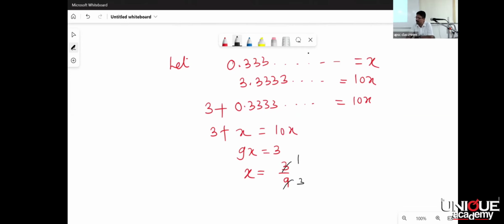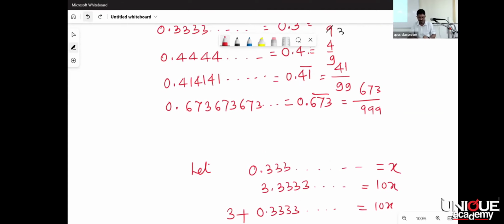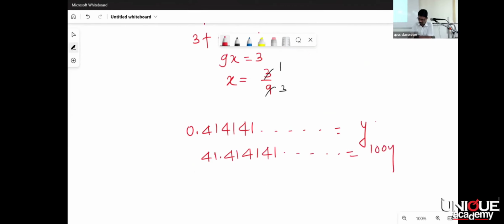In the second, we have 0.414141 dot dot dot. Let this be y. How many different digits are there in the repeating decimal places? 2. So the decimal point is to be shifted to the right by 2 places, in other words we multiply by 100. So we have 41.414141 dot dot is equal to 100y. 41 plus 0.414141, which is y, is equal to 100y, and hence 99y is equal to 41, and that's why y is equal to 41 upon 99.